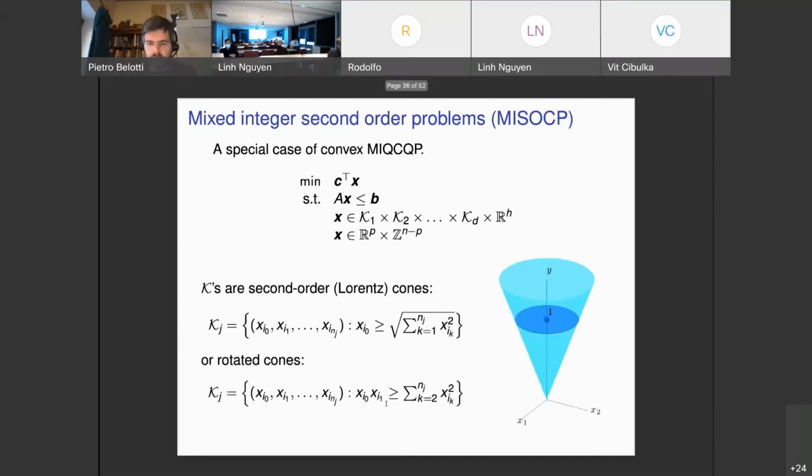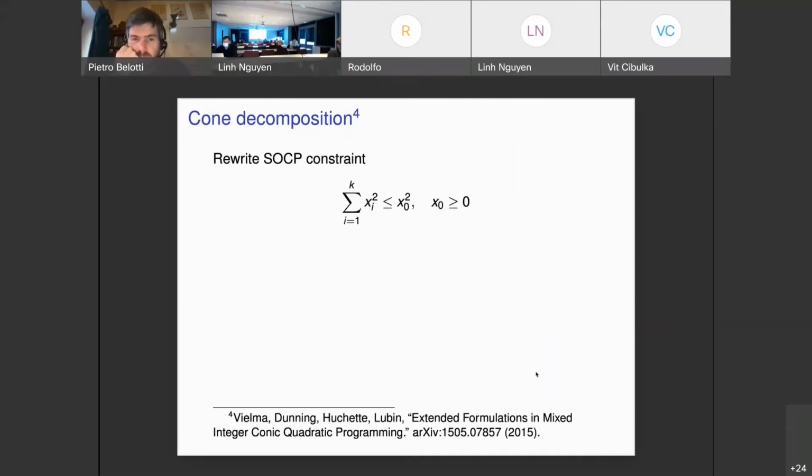if I kept these sorts of cones in the problem, I would easily be able to apply outer approximation. And you can imagine how the outer approximation cuts would look for this second order cone, for this ice cream cone. And these cuts, the outer approximation cuts, can actually be efficient and give good results. But there's a technique that can improve the performance even more, and it's the following.